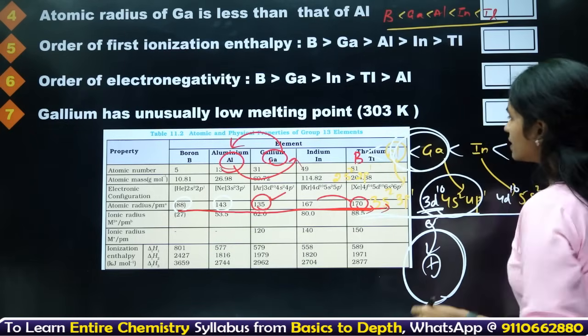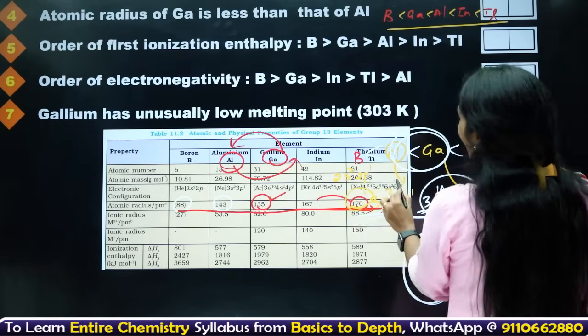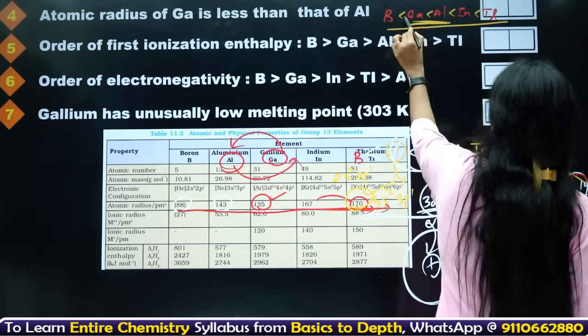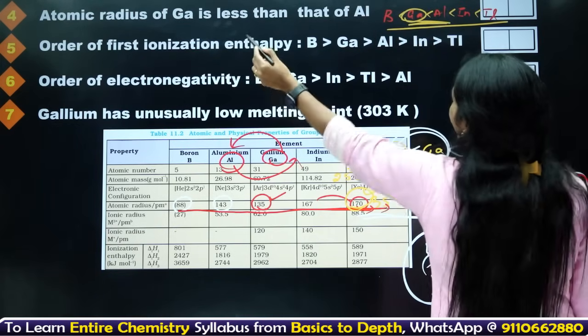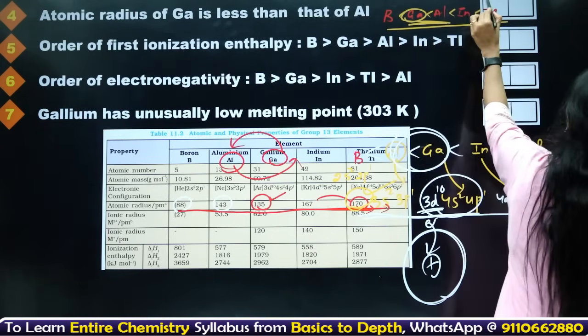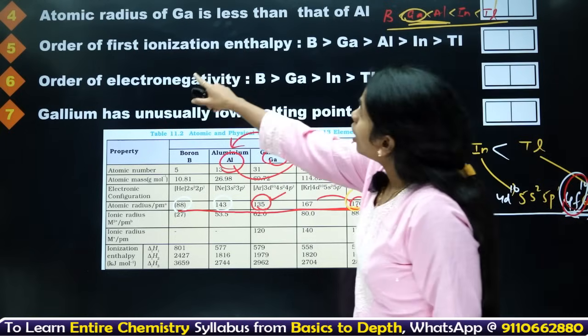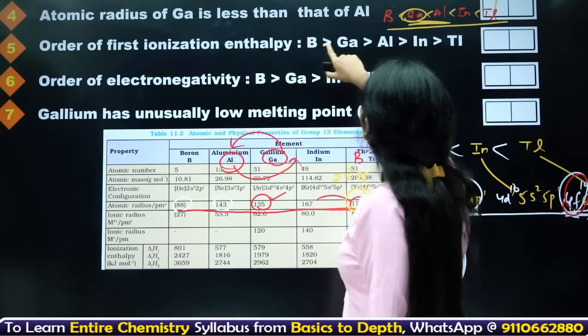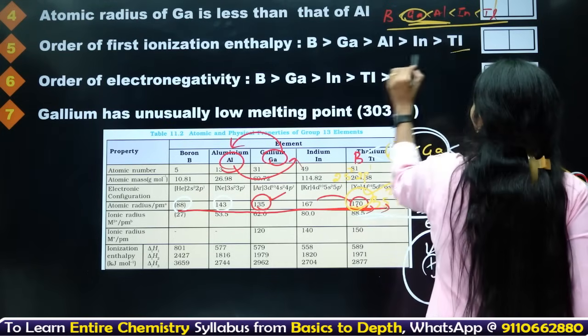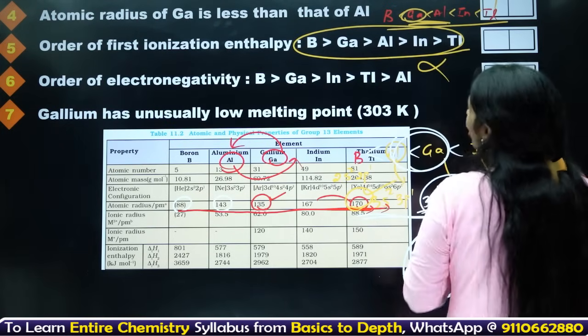This is the order. Which is having more radius? Thallium. In these two, which is having less radius? Gallium. So gallium radius is less than aluminum. True option. Order of first ionization enthalpies of. Is this correct? No, we already discussed.